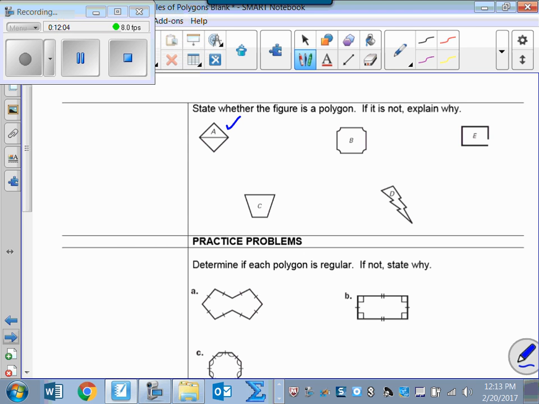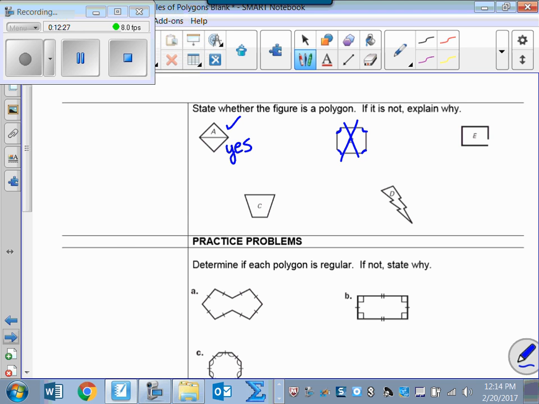B here, not a polygon. Why is B not a polygon? Because of these little curves. Polygons do not have curves. All the vertices are connected by segments. So if you want to write down an explanation, the vertices are not connected by segments. We have curves. We can't have curves.